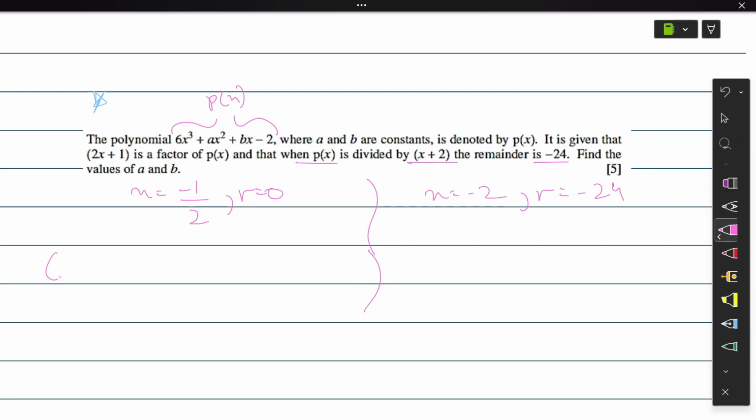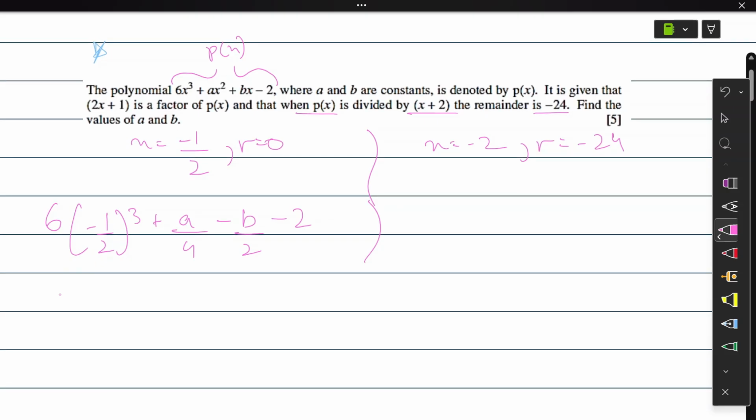Let's just do that. So 6 minus half, plus a over 4, I'm just going to do that one directly, minus b over 2 minus 2. Let's simplify that. That's going to be what? 6 into minus 1 over 8, so minus 2 4s are 2 3s are, minus 3 over 4, that is, plus a over 4 minus b over 2 minus 2. The remainder must give us a 0.